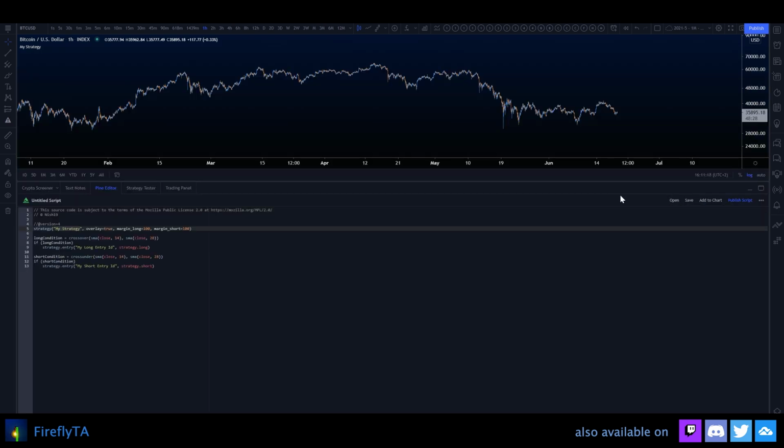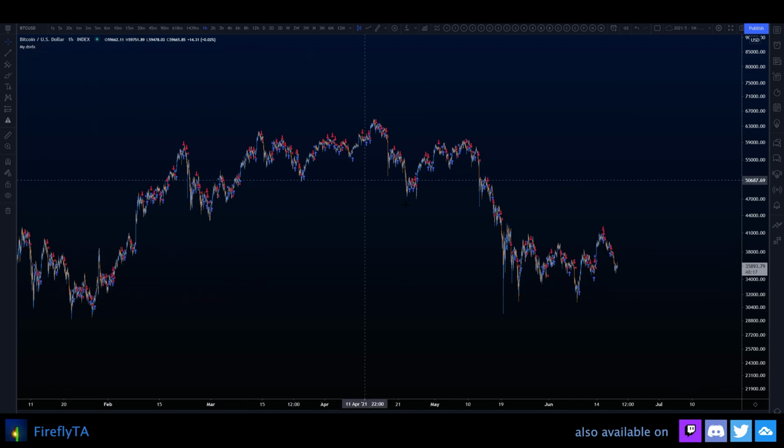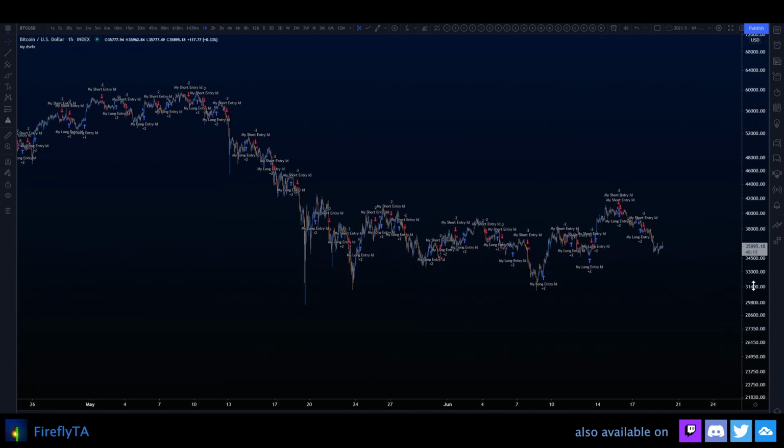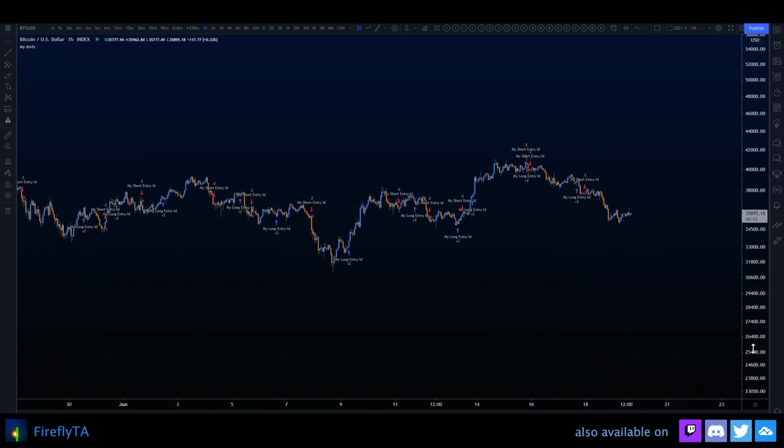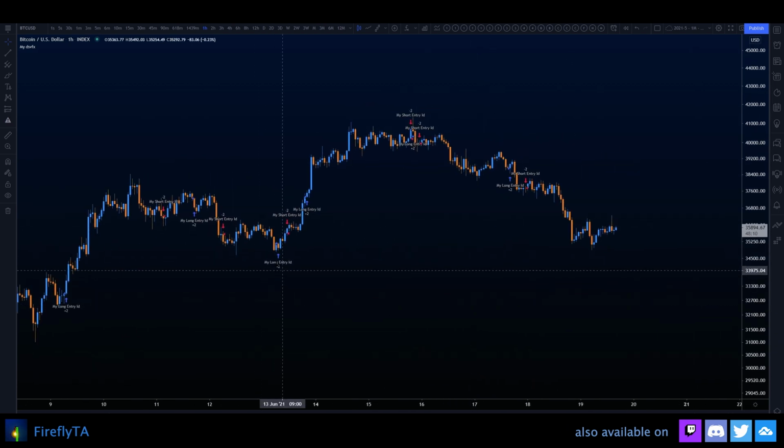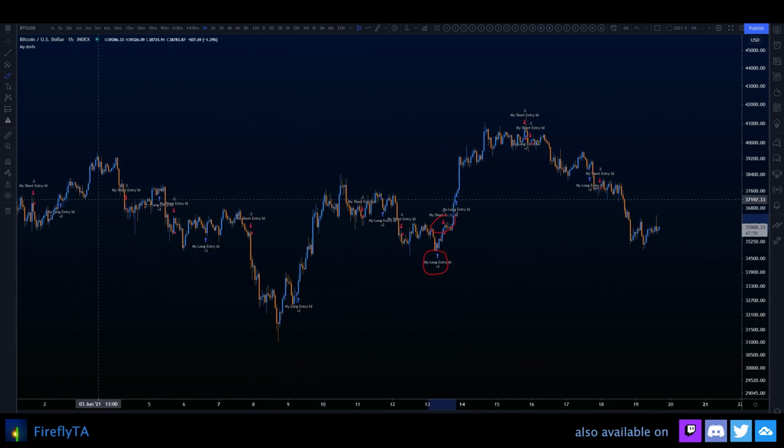New blank strategy. Give this a name. Save it. Add it to the chart. Now it's working. I don't know why the other one didn't work. Okay, so here you can see it shows you where it would enter the market and where it would exit the market, or would enter shorts. In this case, it would be longing and shorting.